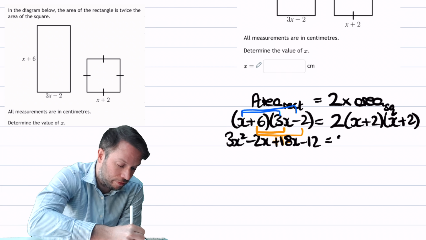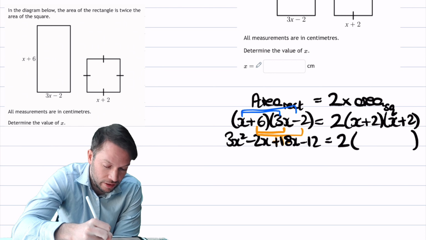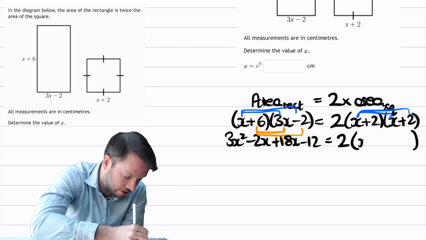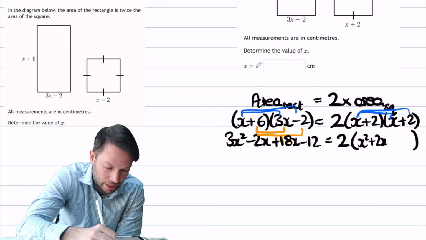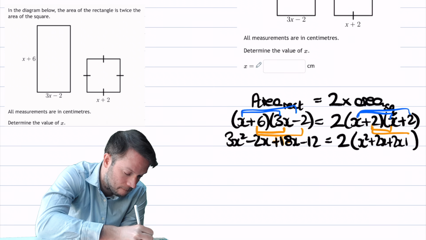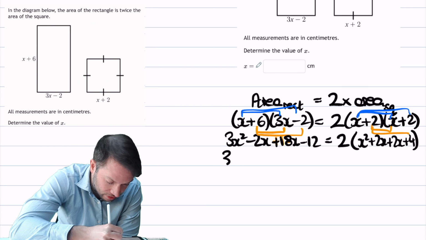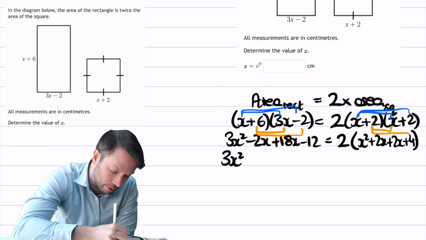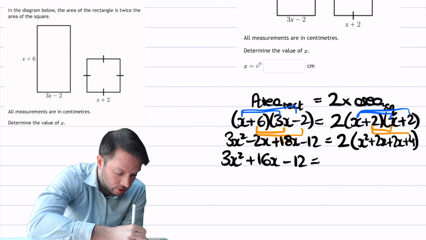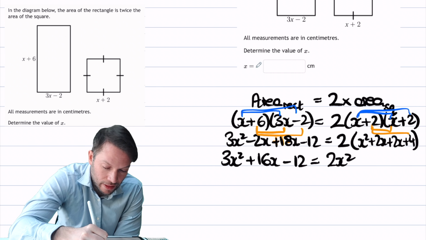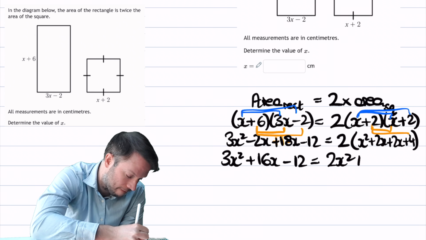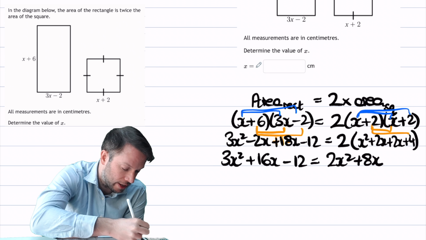And then I'm going to leave this 2 on the front, and I'm going to multiply out these 2 brackets first. So we've got x times x and x times 2, which is x squared plus 2x. And then I'm going to have 2 times x, 2 times 2, which is 2x plus 4. Let's just tidy up a bit. I've got 3x squared. I've got minus 2x plus 18x, which is plus 16x, and then minus 12. And then I'm going to have 2 times that x squared, so 2x squared. Then the 2x plus 2x is 4x, times that 2 is 8x. And then the 2 times that 4 at the end is plus 8.